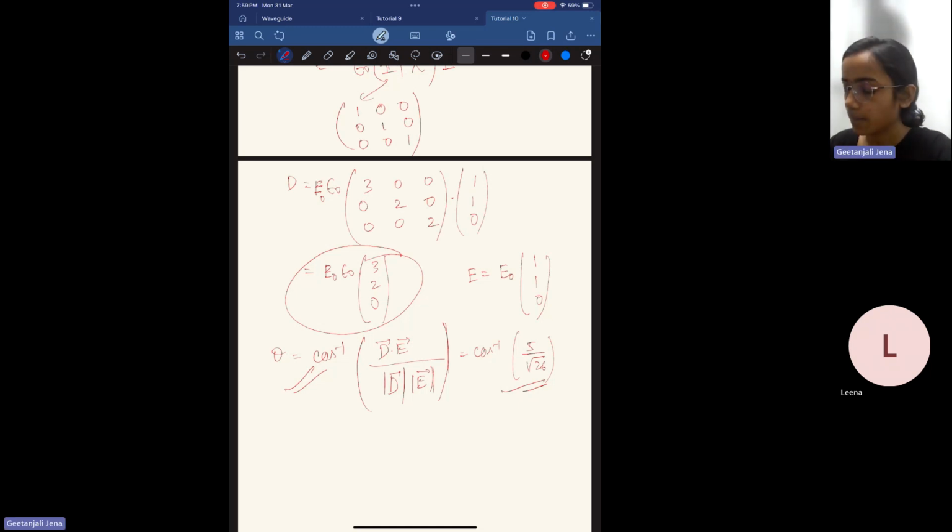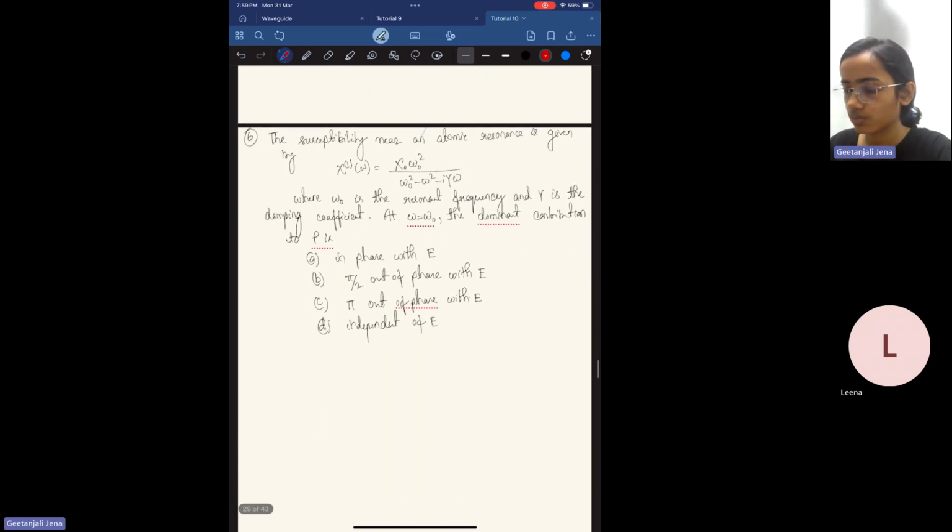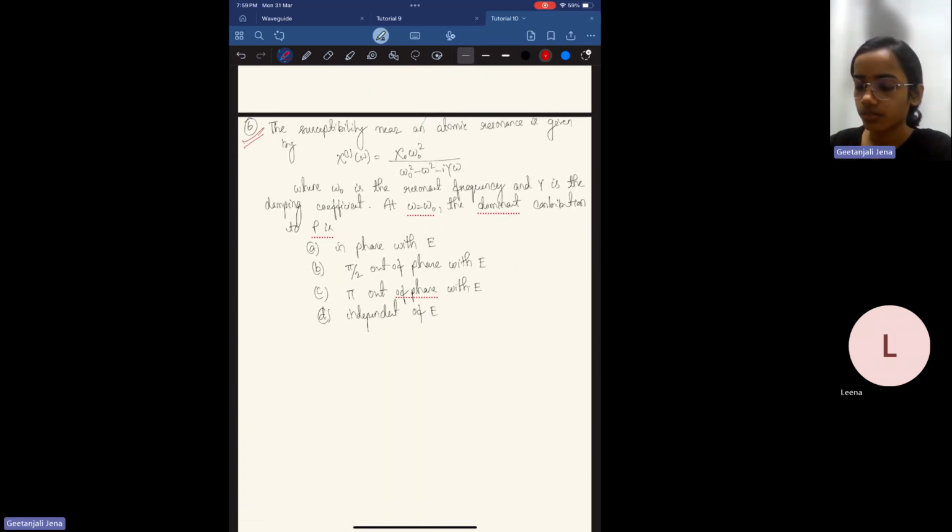Okay, so let me solve the last question also. It is given the susceptibility near an atomic resonance. It is given by this expression, where omega 0 is the resonant frequency and gamma is the damping coefficient. And the question says at omega equal to omega 0, what will be the dominant contribution to P? And there are four options.